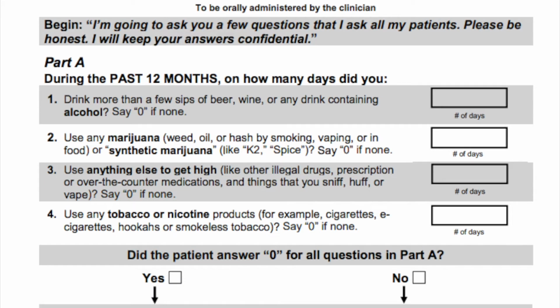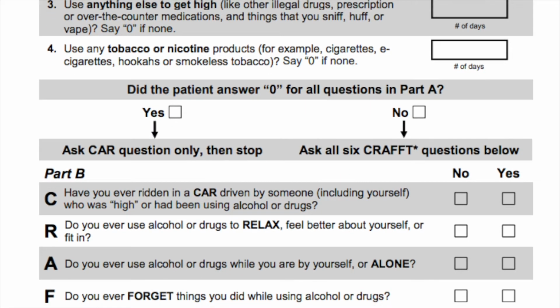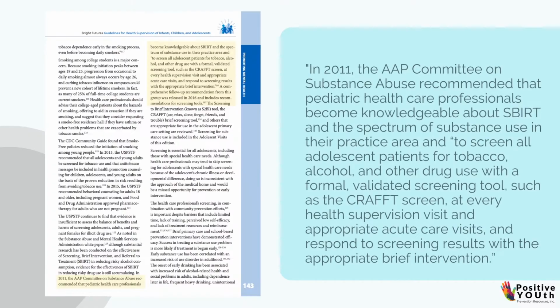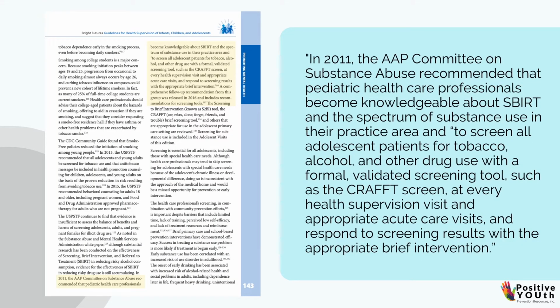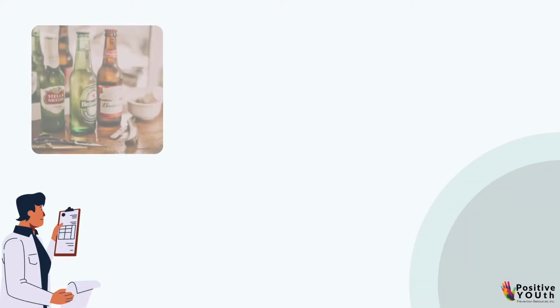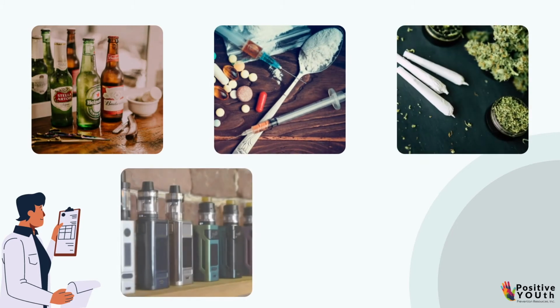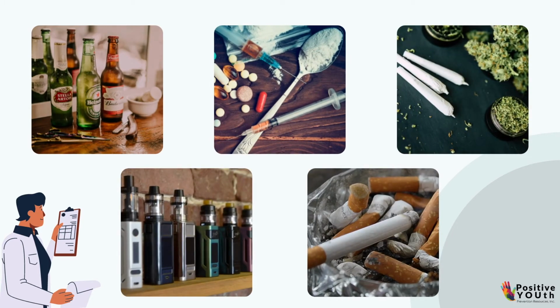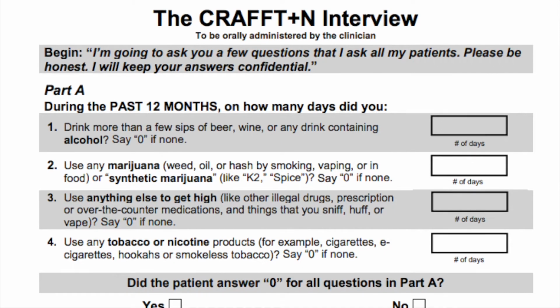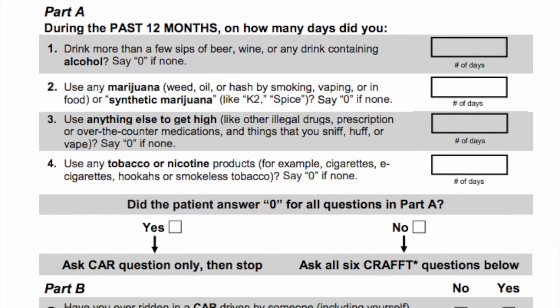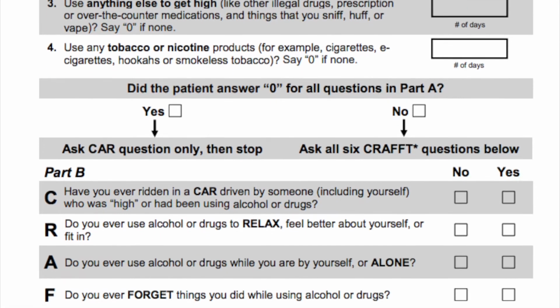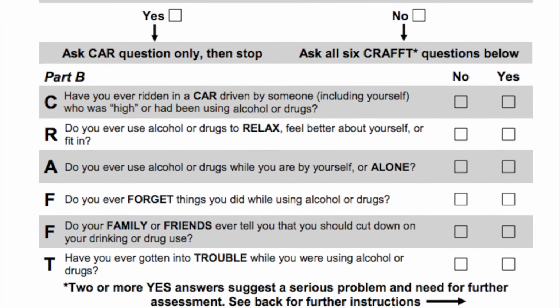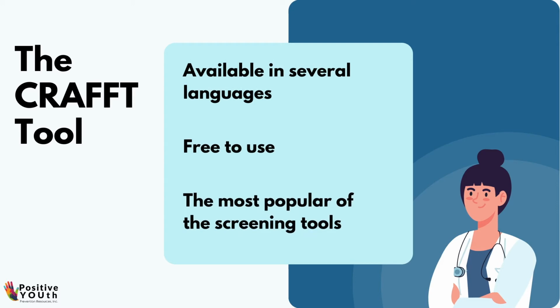The CRAFT tool is a well-validated substance use screening tool for adolescents aged 12 to 21. It is recommended by the American Academy of Pediatrics Bright Futures Guidelines for Preventive Care Screenings and Well Visits. There are multiple versions of the tool, and it can screen for alcohol, drugs, marijuana, and the latest version added vaping and nicotine. The tool is available as a self-administered questionnaire to be completed by a patient and as an interview tool to be administered by a provider. The CRAFT is available in several languages. The CRAFT tool is free to use, and it is the most popular of the tools to use.